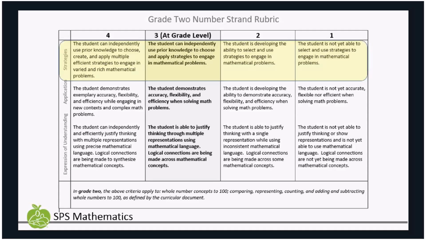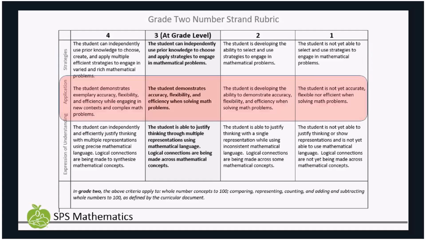The next area for us to think about is the application of those strategies. How are they applying those strategies to complete the tasks and to solve those problems? Can they do it accurately? Can they do it with flexibility? Are they efficient in the strategies that they're using? All of that is part of the application of the strategies that they understand.